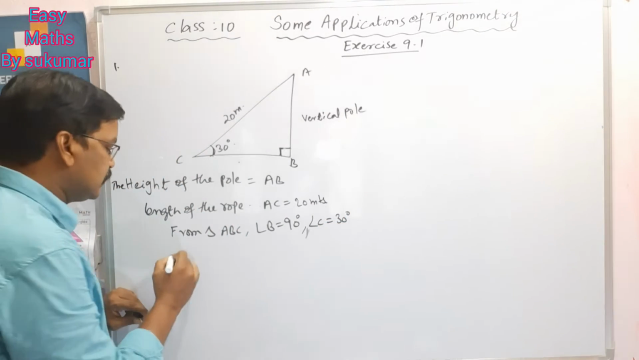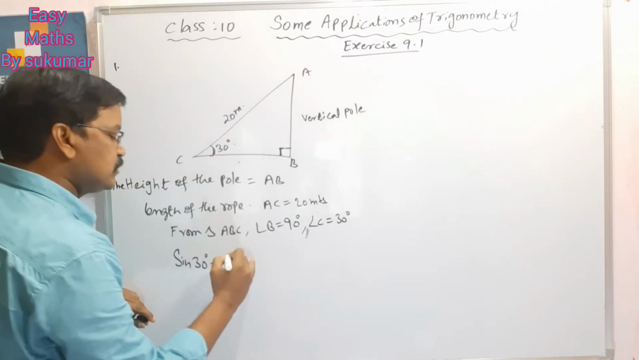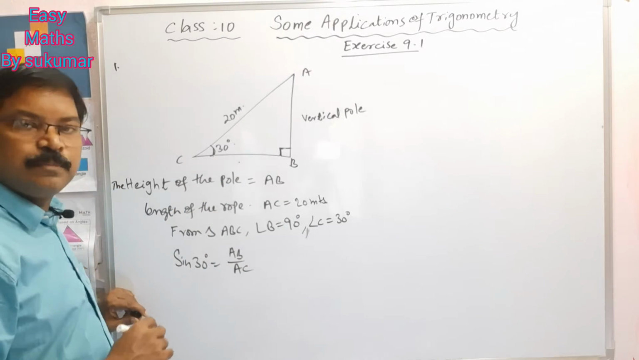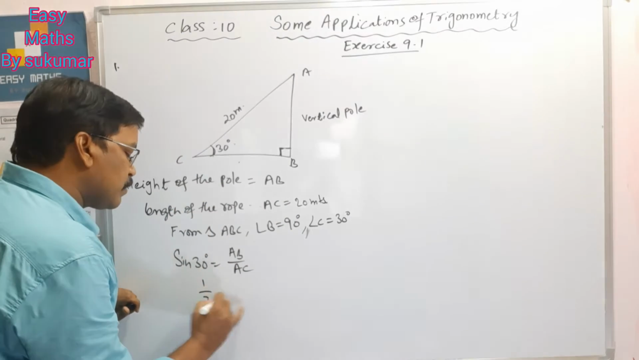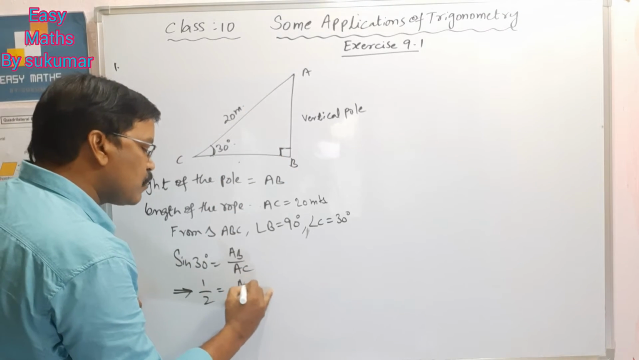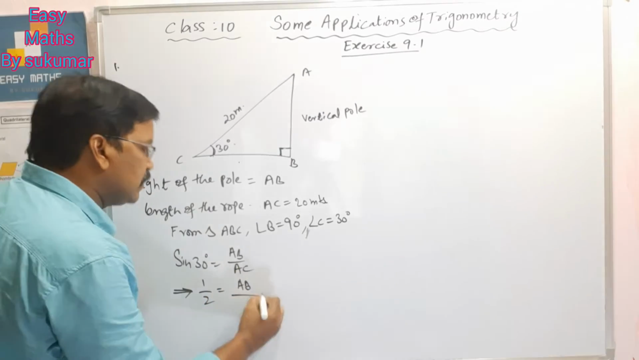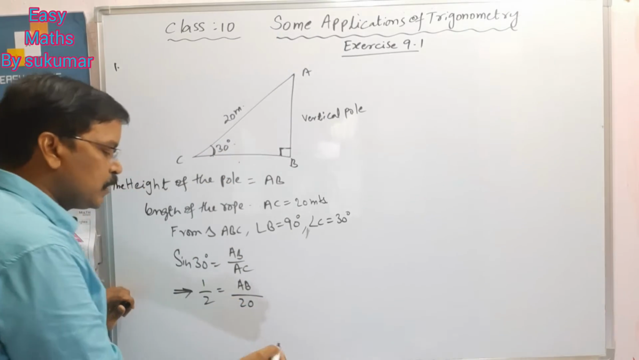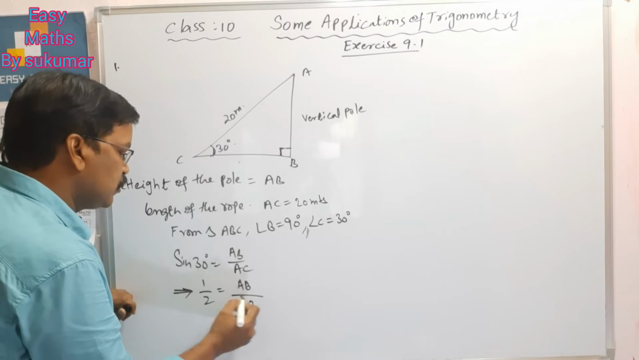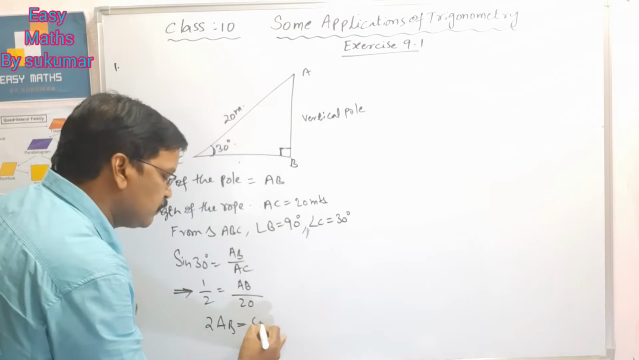So my dear students, here sine 30 degrees is equal to opposite side AB over hypotenuse AC. So sine 30 is 1 by 2. AB is unknown. We have to find the height of the pole. AC is 20. By cross multiplication, 2 into AB is equal to 20.